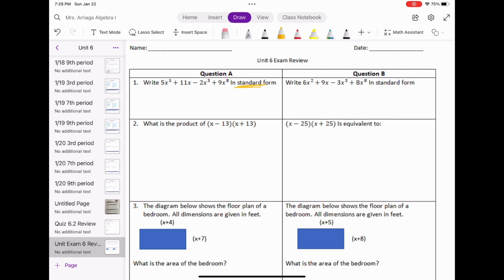Standard form means biggest degree to smallest degree, meaning biggest exponent to smallest exponent. Here we can see that the biggest exponent is 8, so that goes first. So we write 9x to the 8 followed by 5x to the 5 minus 2x to the 3. And finally, 11x. Remember, there's a 1 in the x. Okay, now try doing B on your own.